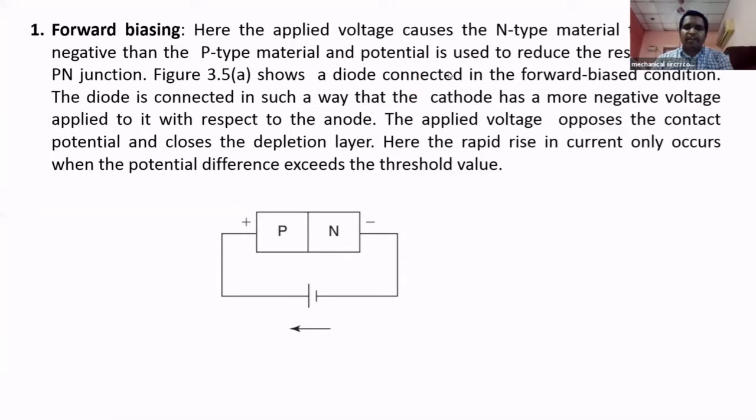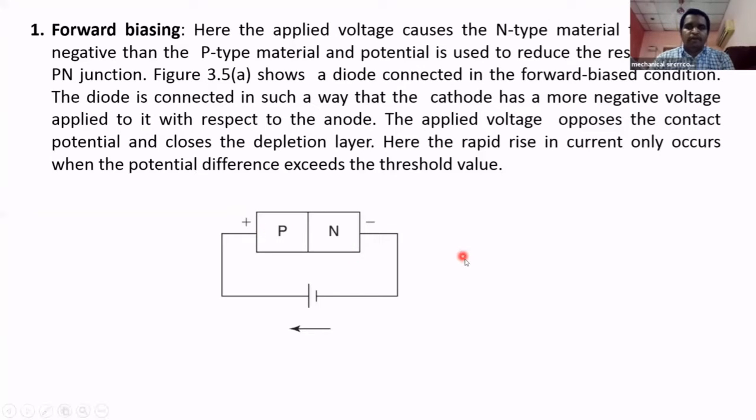Now we see what is forward biasing. In forward biasing, the terminal connected to the N-type is connected to the negative terminal of the battery, and the P-type terminal is connected to the positive terminal of the battery. If you connect the battery like this, it is called forward biasing, meaning negative becomes more negative and positive becomes more positive.